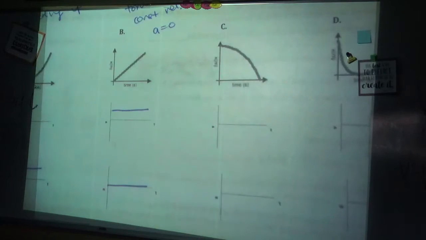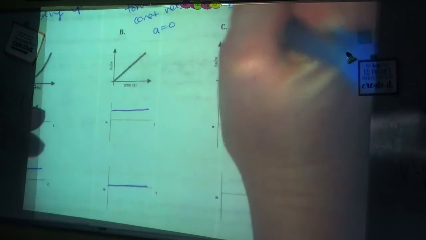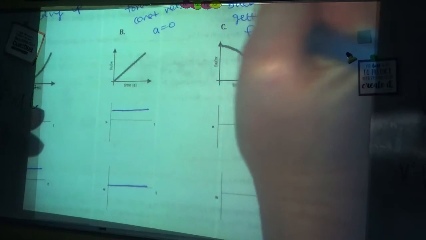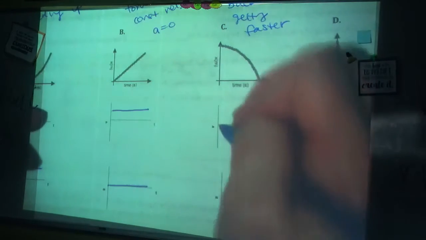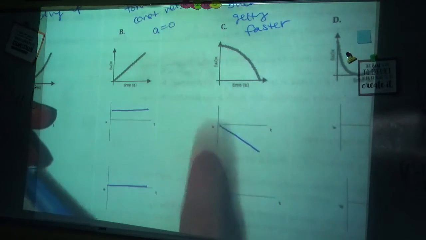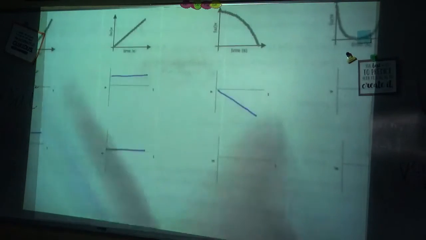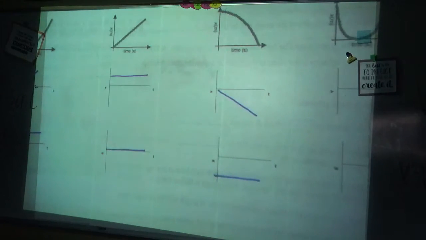For part C, the object is moving backwards because it's going down, and as it moves backwards, it's getting steeper, which means it's getting faster. So moving backwards and getting faster. It starts off pretty flat, so I'm going to say that starts at 0 velocity and it becomes more and more negative. That means it's getting faster, just in the negative direction. And the fact that this graph is going down means that there must be a negative acceleration.